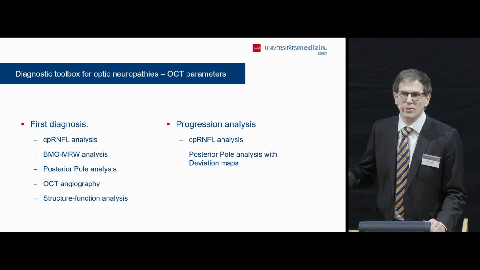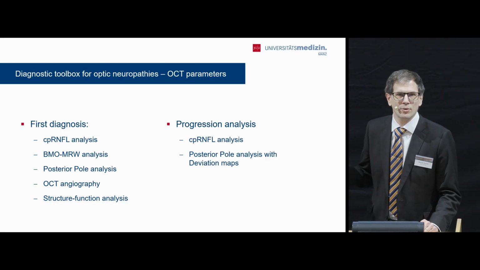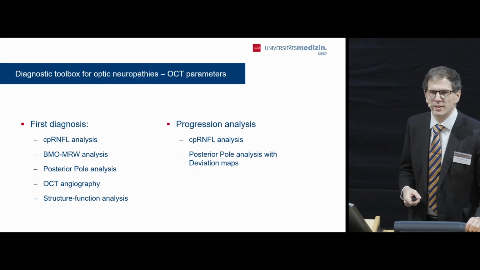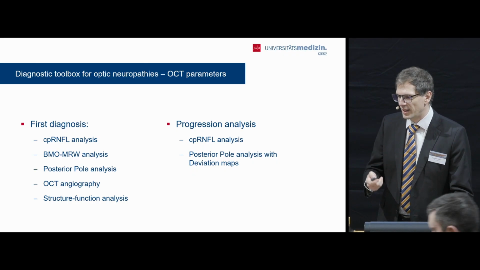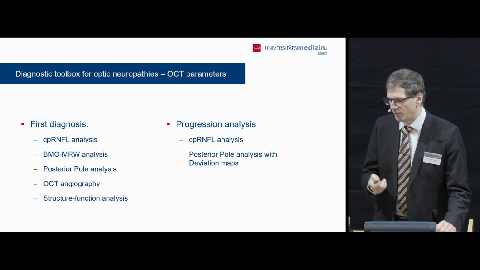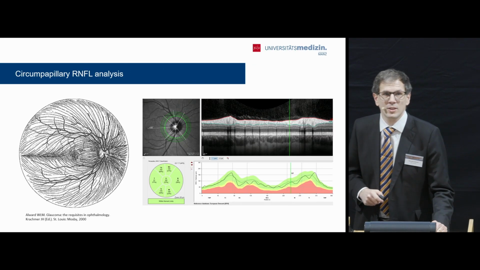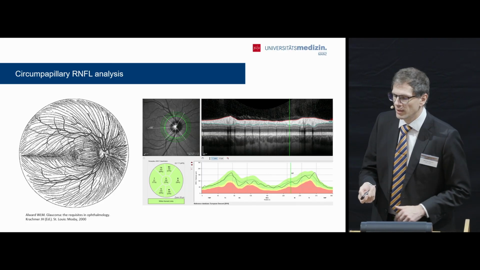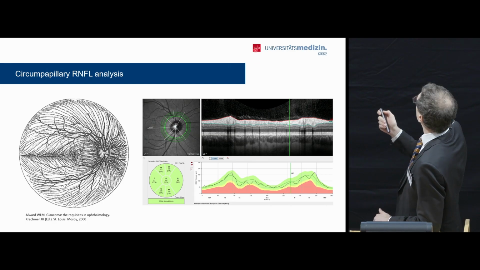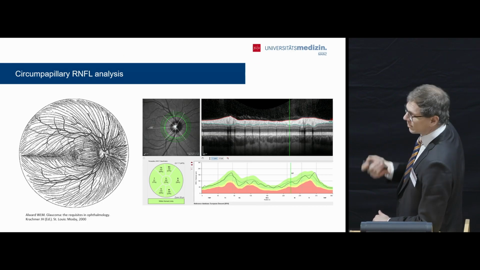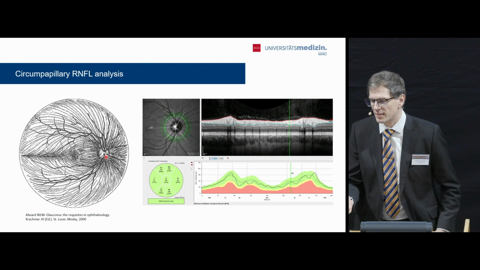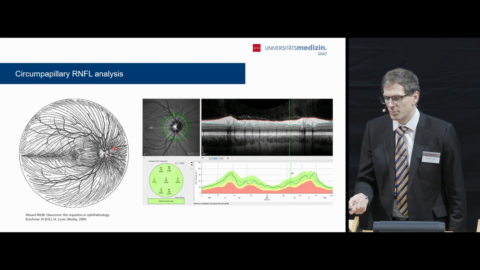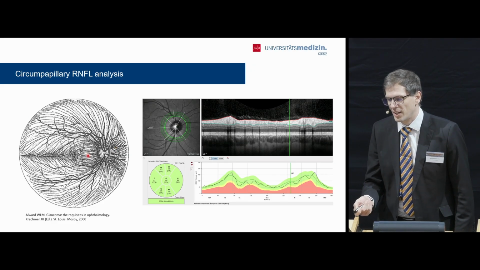On the other hand, looking at progression analysis, I will show you the possibilities using RNFL analysis and posterior pole using deviation maps. But thinking on that, we first need to know what we actually measure. And there you see a nice image indicating the RNFL bundles. Yeah, the bundles coming from the retinal ganglion cells and then moving to the optic disc, in this shape.